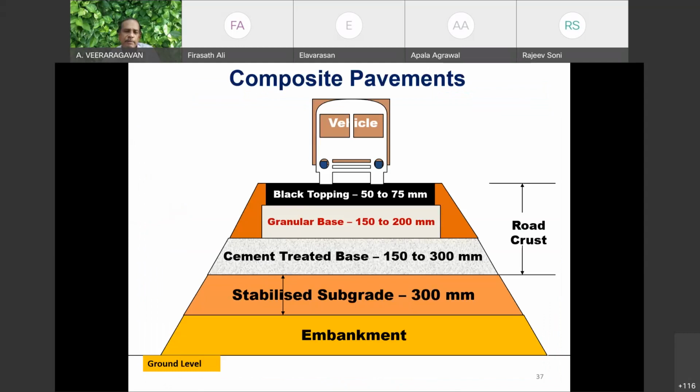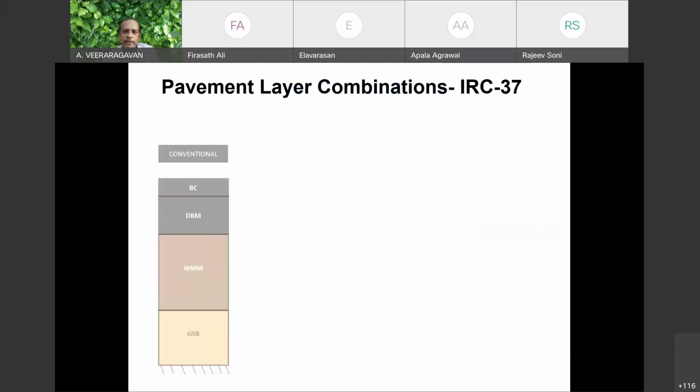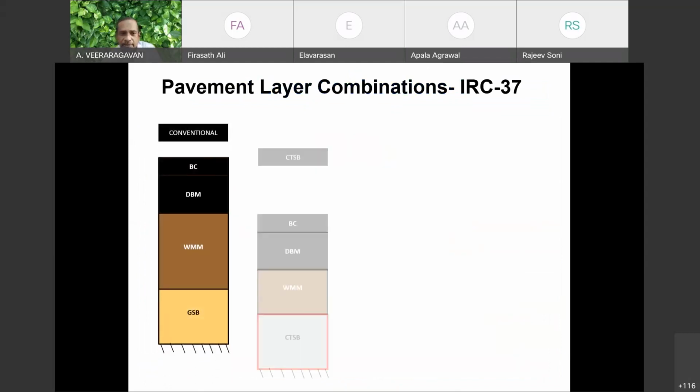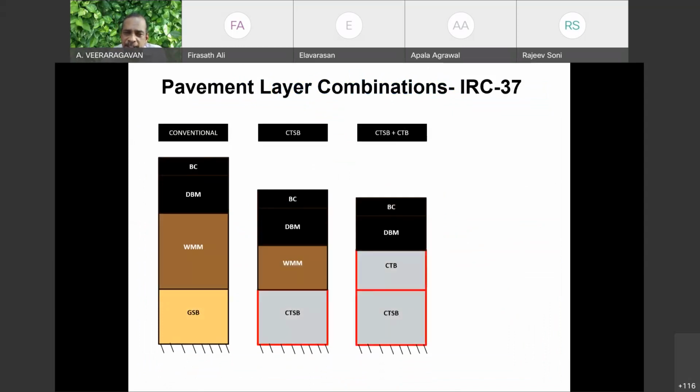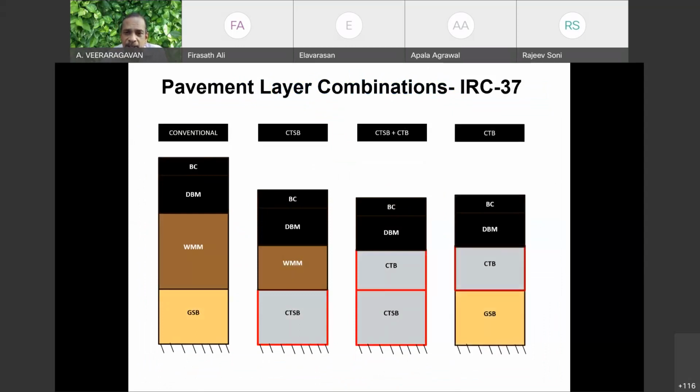So composite pavement is something that I have been talking about. If you look at IRC 7, it talks about different designs of a cement treated subbase. Cement treated subbase and a cement treated base, we can result in lower thickness, or we can go in for a cement treated base alone. So alternate designs are possible for a given soil type and for a given traffic. Now you have to consider these alternate designs.